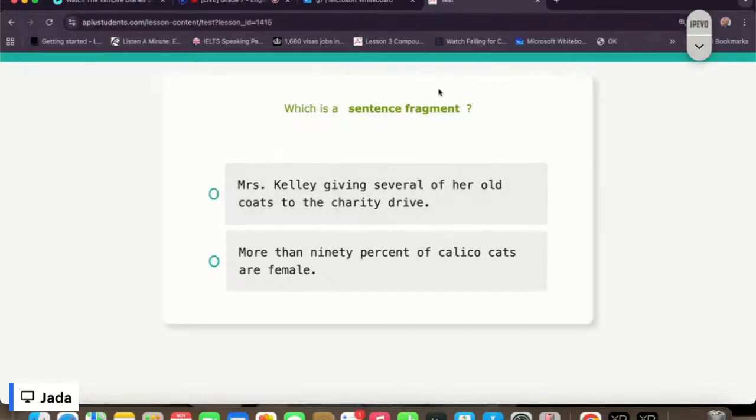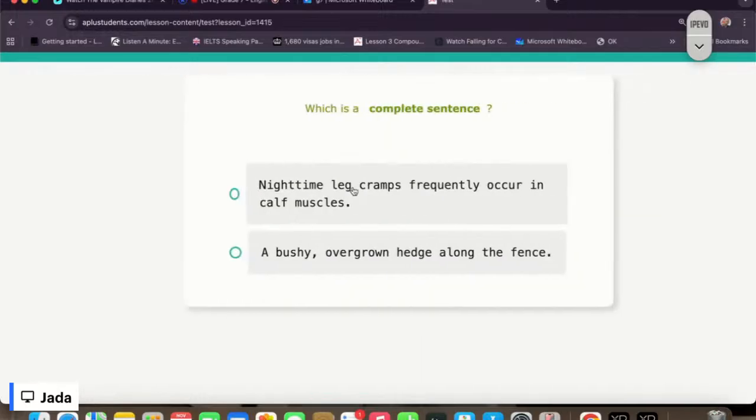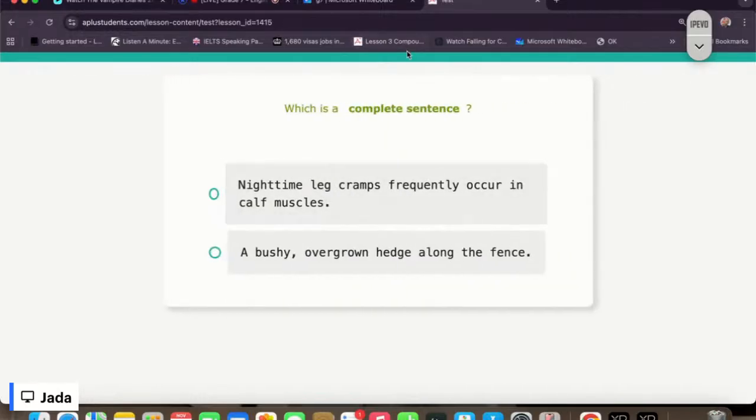All right, so we have: Mrs. Kelly giving several of her old coats to the charity. So the first one. So which is a complete sentence?